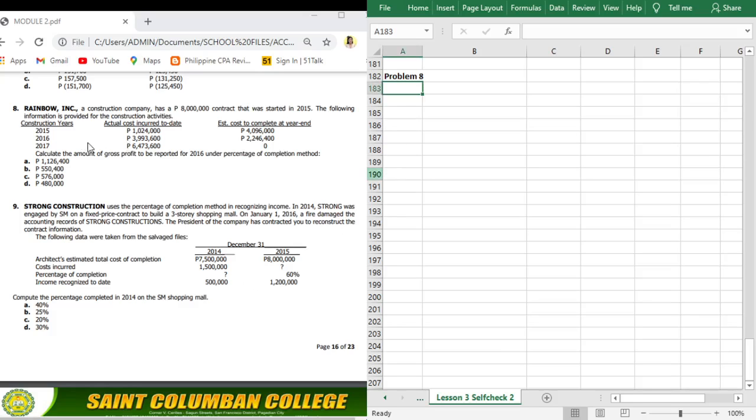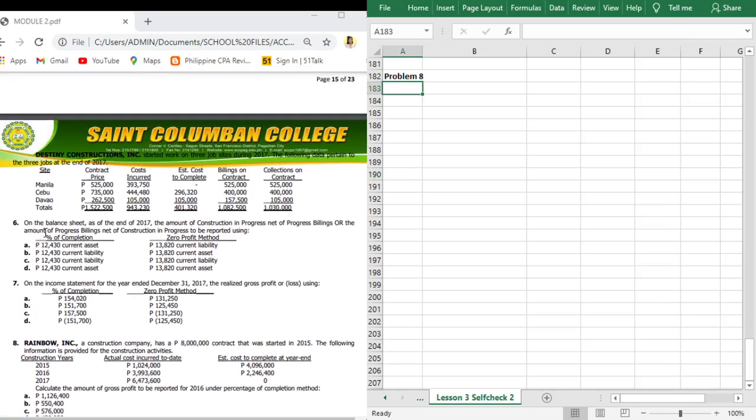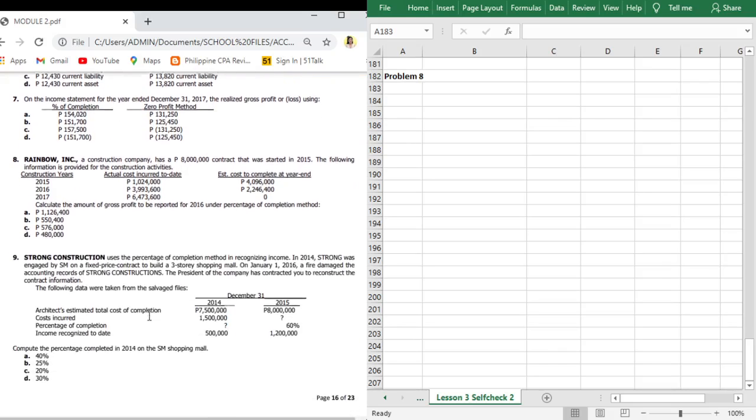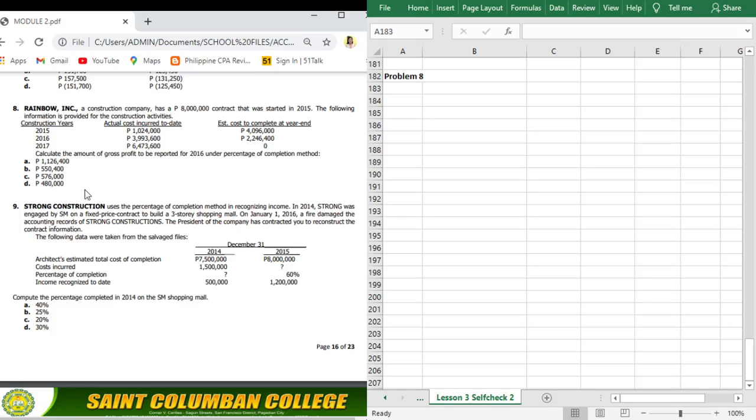Okay, so last meeting we stopped with problems 6 and 7, no? Katong nagcompute sa progress billings and construction in progress, net of construction in progress under the percentage of completion and zero profit method. We've also computed the gross profit under each of the methods. Now, let's proceed to problem 8.